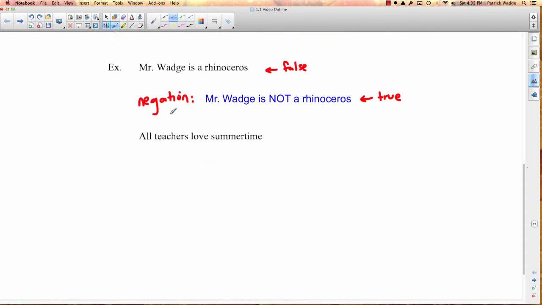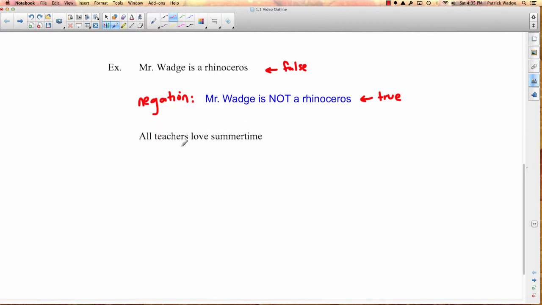Okay, now we come to a tricky one. The statement is, all teachers love summertime. Now, is this true? Is this false? I don't know. Maybe it's true that every single teacher in the world loves summertime. But it's probably not true, actually. There's probably at least one teacher that has a terrible home life and it's like, oh no, I'm stuck at home now. So it's probably false.